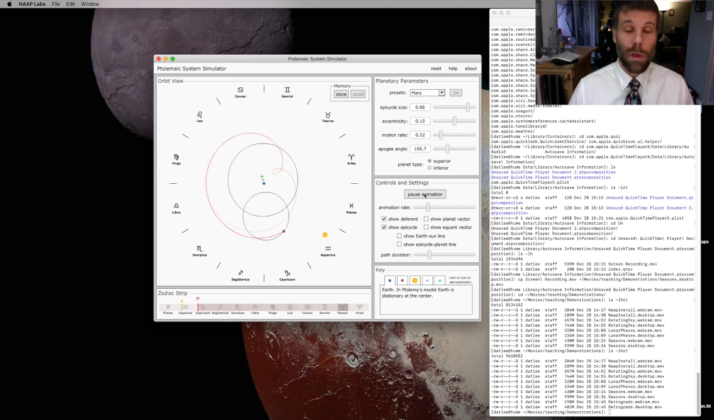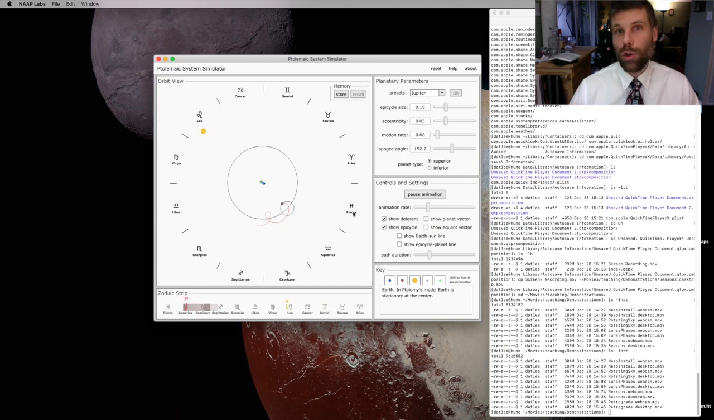And this system was really, really successful. You could explain not just Mars, but any planet using this system. So we could switch to, say, Jupiter. Jupiter has, you'll notice, a much smaller epicycle compared to Mars's, but we'll get the same general behavior. We'll get those looping motions when Jupiter is opposite the sun on the sky, and Jupiter will look like it's going backwards.